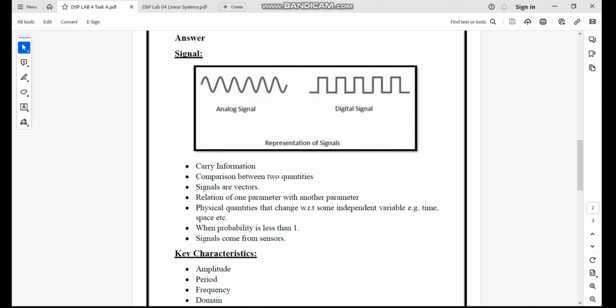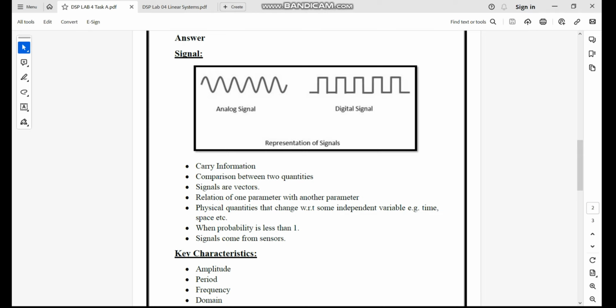So basically, what is a signal? A signal carries information. It is a comparison between two quantities. Signals are vectors. It is the relationship of one parameter with another parameter. Physical quantities that change with respect to some independent variable, for example, time, space, etc. When probability is less than 1, we can say that it is a signal.